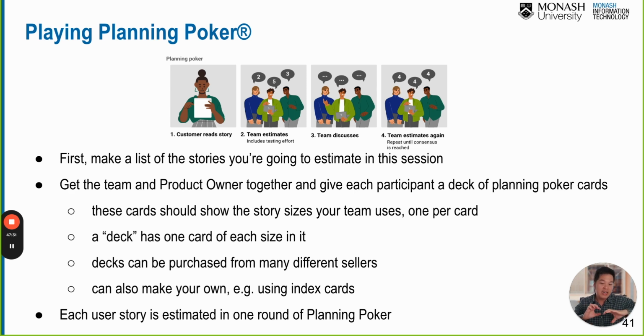But if there is too much difference in the story point, they need to discuss among the team and repeat the estimation again until they reach consensus. Do you know what I mean? Okay, this is planning poker.